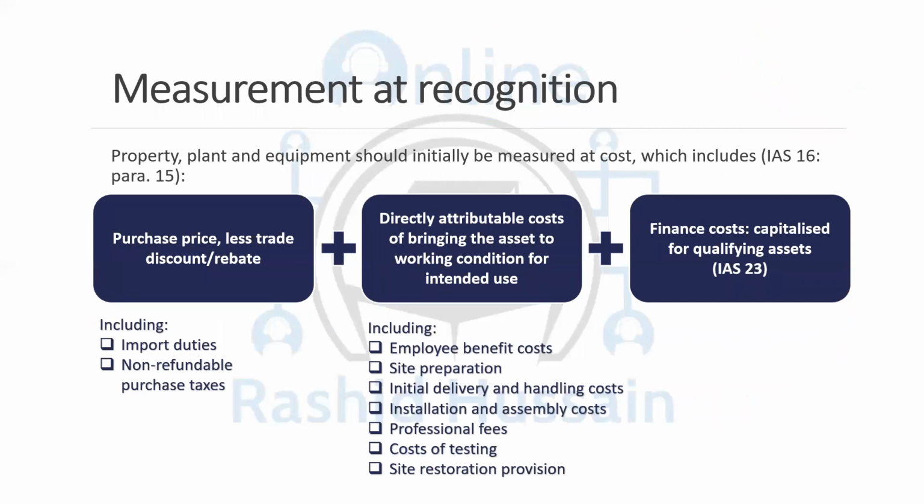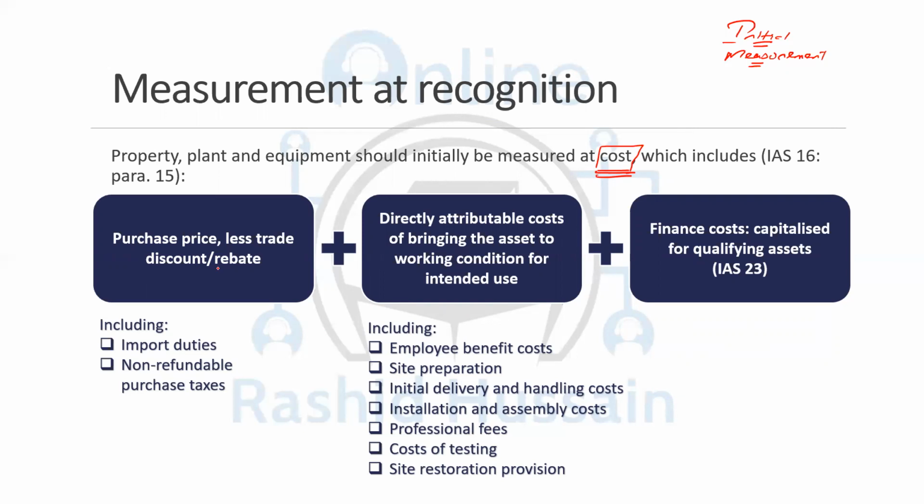Now we have the measurement at recognition, which is known as the initial measurement. At what value initially are you going to record your asset? The property, plant and equipment standard says that initially the asset should be recorded at its cost. Now, how are you going to define the cost? The cost has many components. The purchase price, at whatever price you are purchasing it, less discounts.